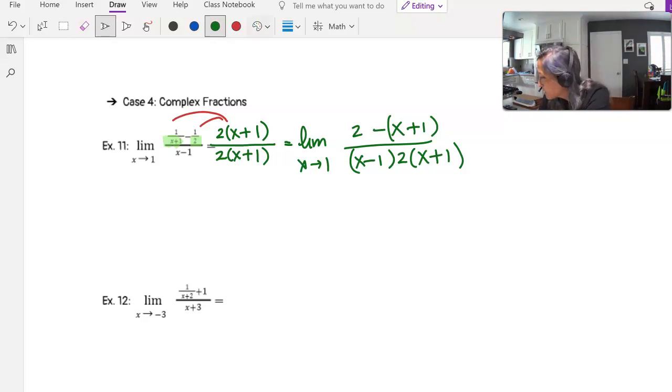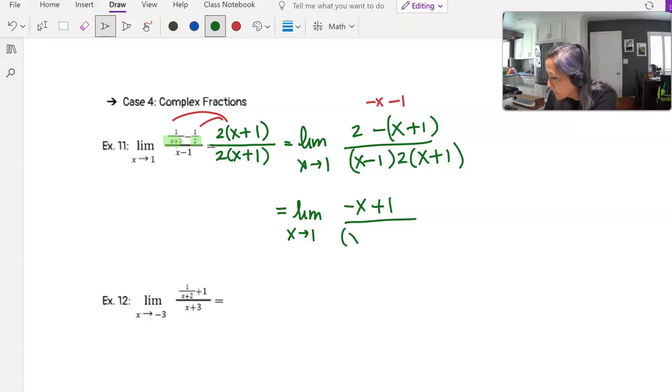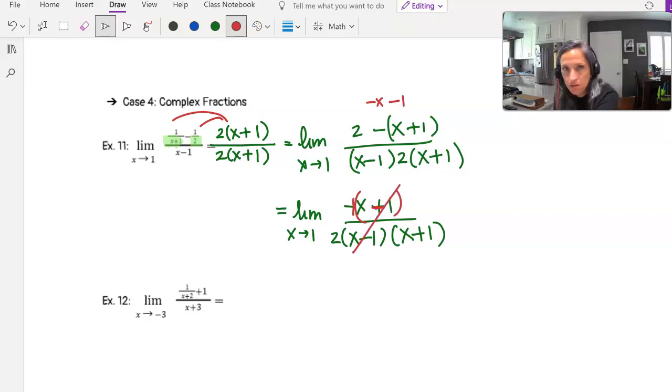So let's clean up this numerator. It looks like we have 2 minus x minus 1. So what we end up with is equal to the limit as x goes to 1 of negative x plus 1 all over all this. I'll throw the 2 out front because it upsets me in between. And then maybe we recognize, oh, I could have factored a negative 1 out of this. Okay, now these are the same, so I can get rid of my factor.